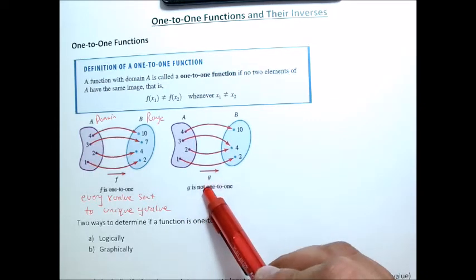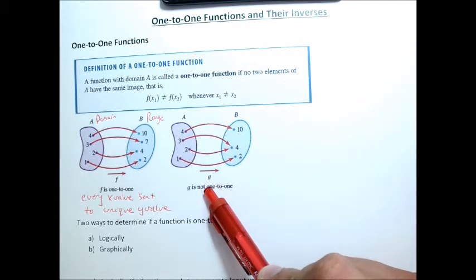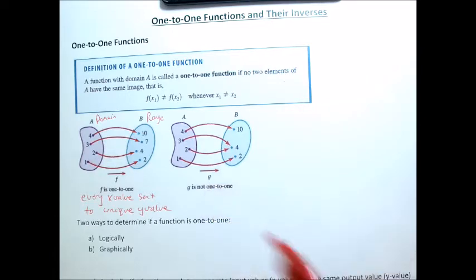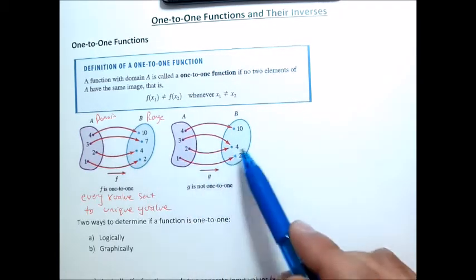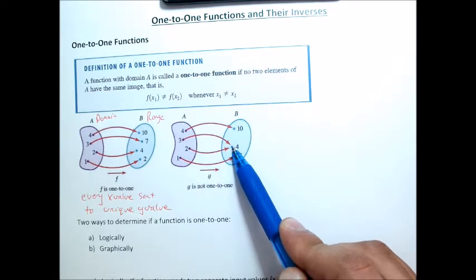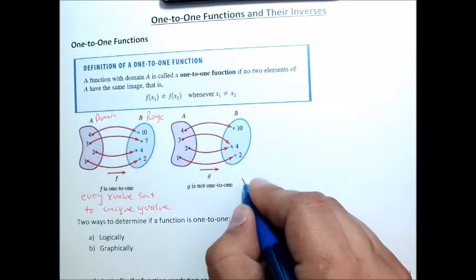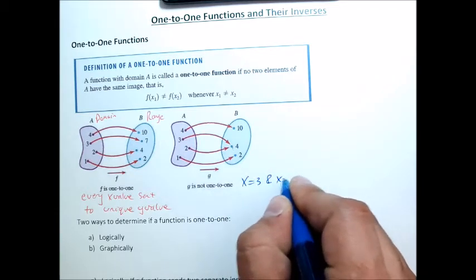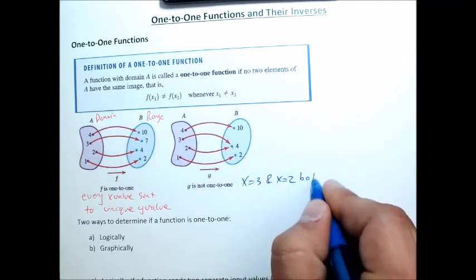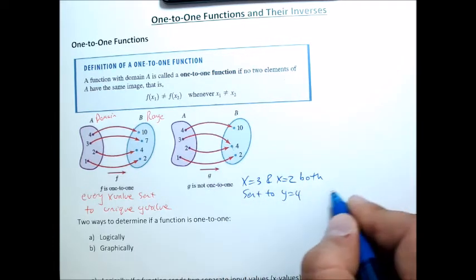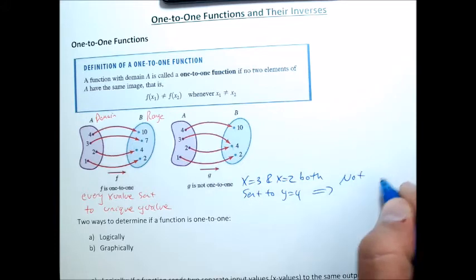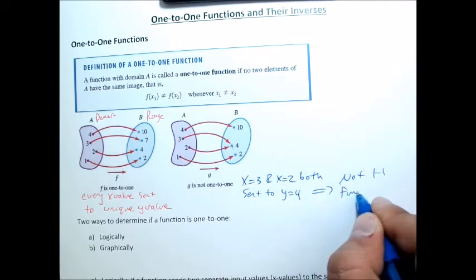The one on the right is not one-to-one because of what? What's making this picture not one-to-one on the right? Both 2 and 3 go to 4. Good. Both 2 and 3 in the domain get sent to 4. And so this is not one-to-one because x equals 3 and x equals 2 are both sent to y equals 4. And so this means we do not have a one-to-one function.